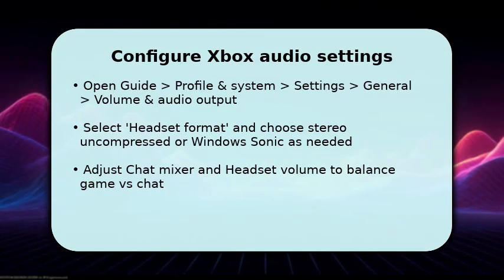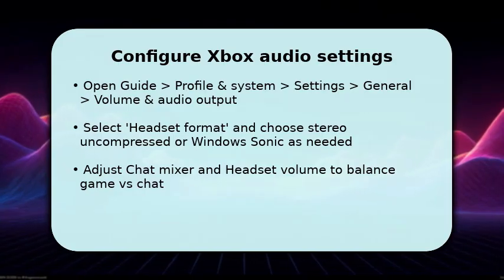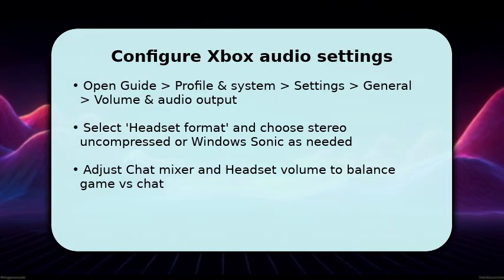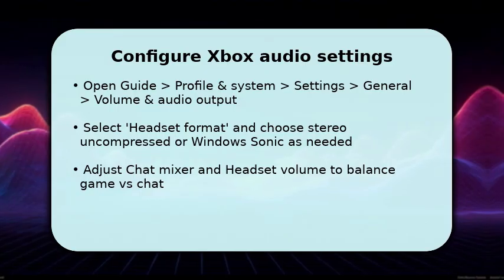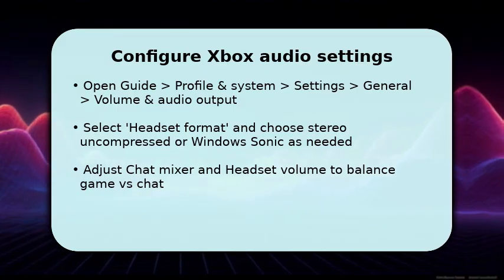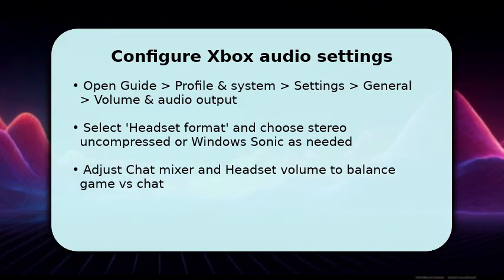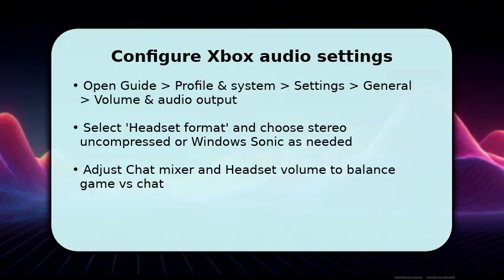Next, you'll configure the Xbox audio to route sound to the USB headset. Go into Settings, General, Volume and Audio Output, and select the headset as the output device. This tells the console to send both game and chat to the USB device.